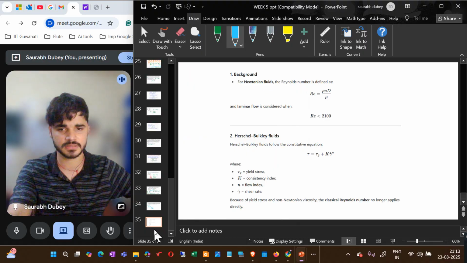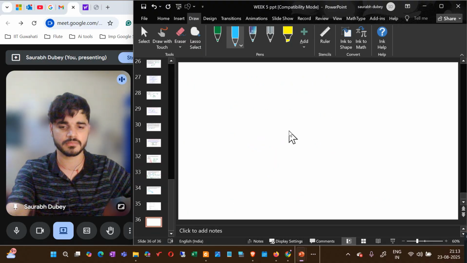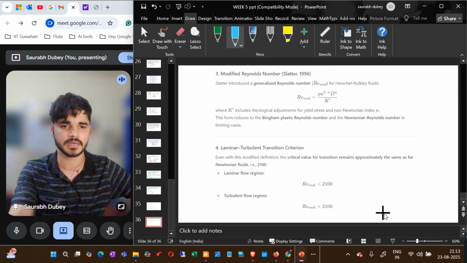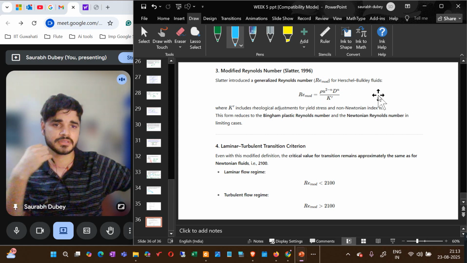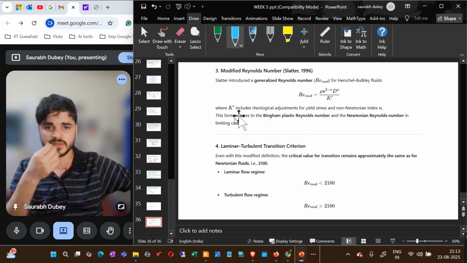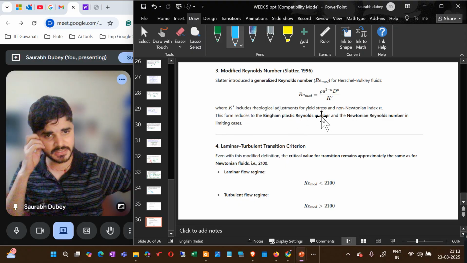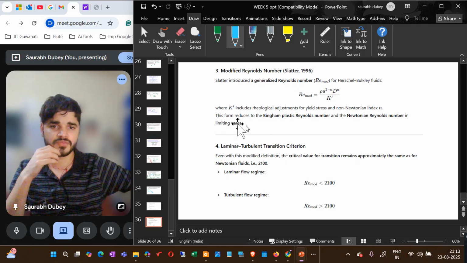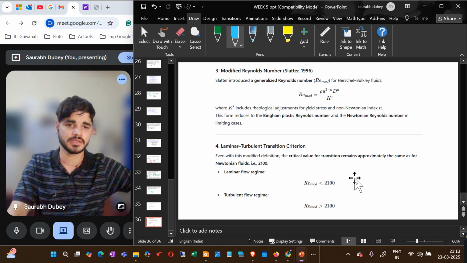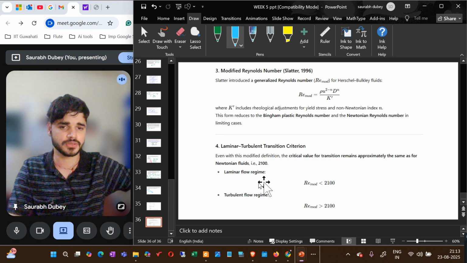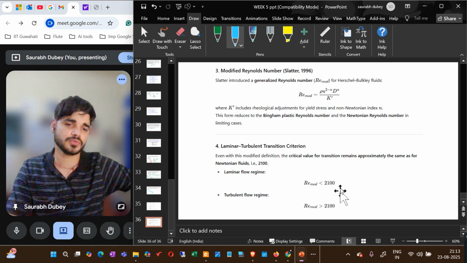So you just go through these answers that I am giving. Maybe you can refer to some research papers from Slattery. Slattery introduced a generalized Reynolds number, Re mod, for Herschel-Bulkley fluid, where K dash includes rheological adjustment for yield stress and non-Newtonian index, and these forms reduce to the Bingham plastic fluid Reynolds number and the Newtonian Reynolds number in limiting cases. For example, for the laminar to turbulent transition criteria, even with the modified definition, the critical value remains approximately the same as that of the Newtonian fluid, which is 2100. Laminar flow is Re modified less than 2100, and turbulent is greater than 2100, right?